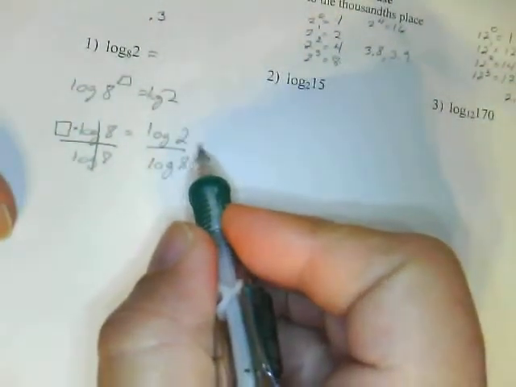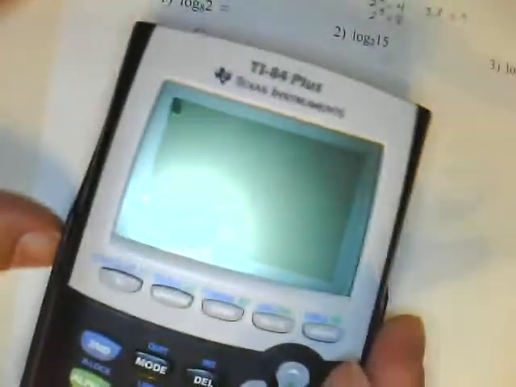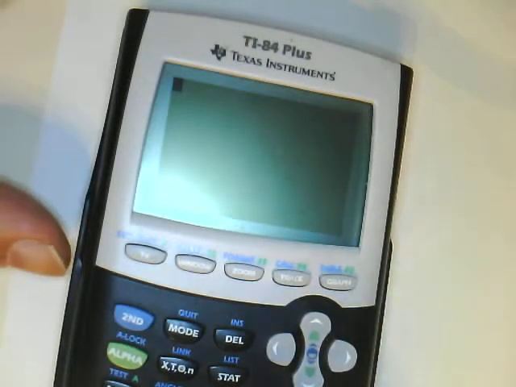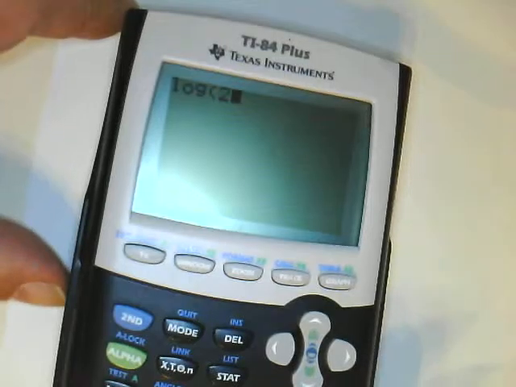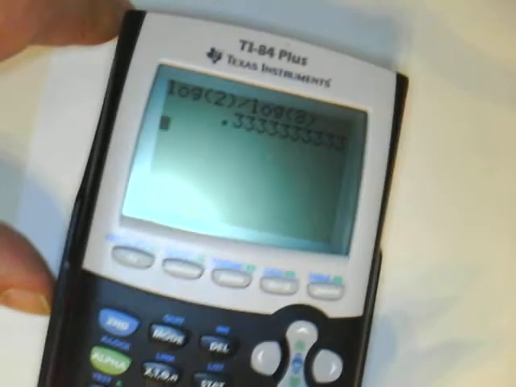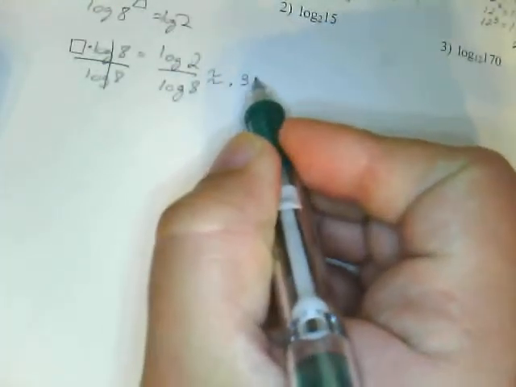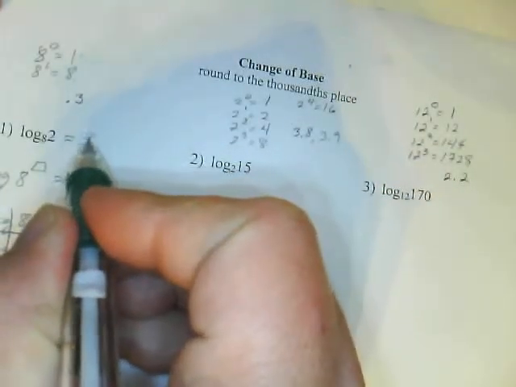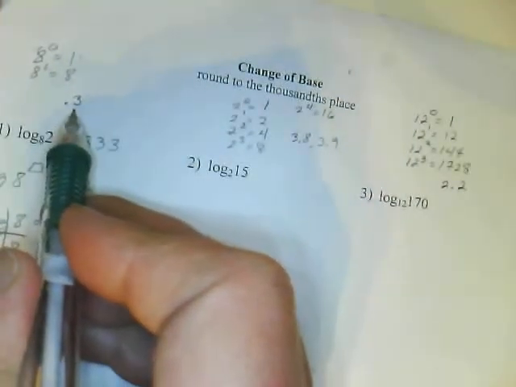So now I'm going to approximate this on my calculator. On my calculator, I am going to do the log of 2, close parentheses, divided by the log of 8, close parentheses, equals. And it's about 0.3 repeating. So this would be 0.333 since I'm rounding off to the thousandths place. My estimate before was 0.3, which wasn't too bad.